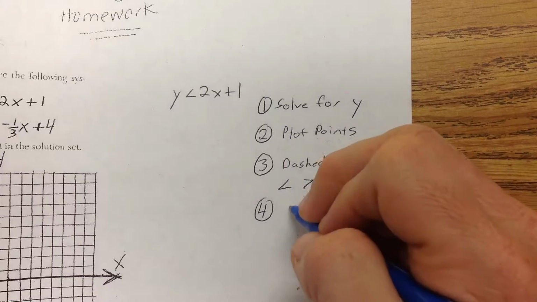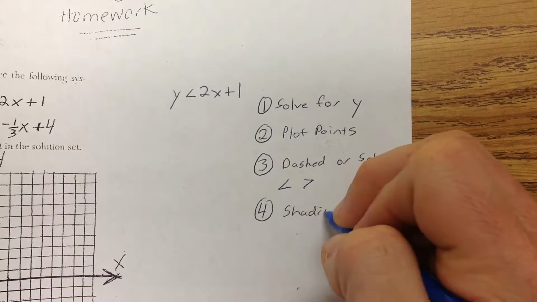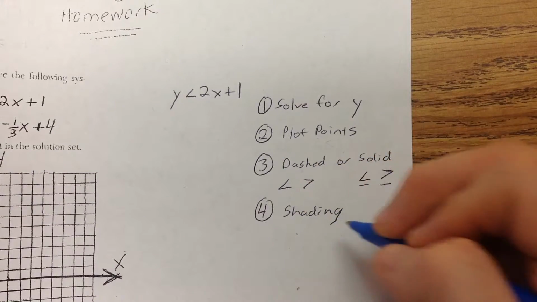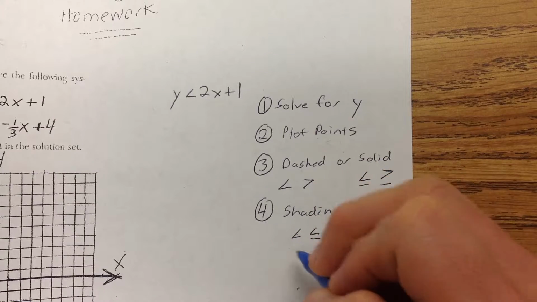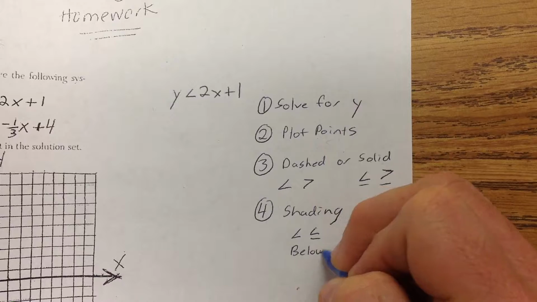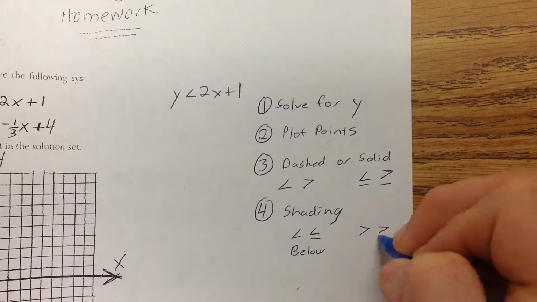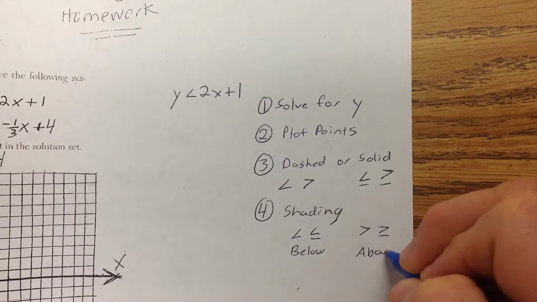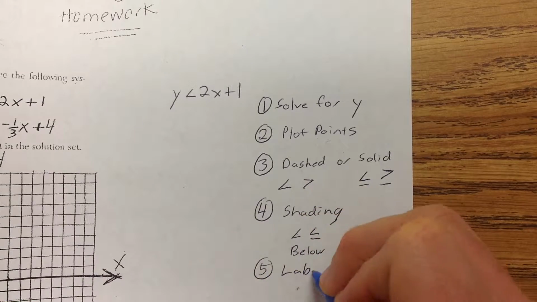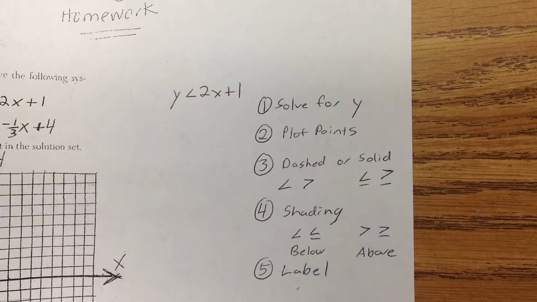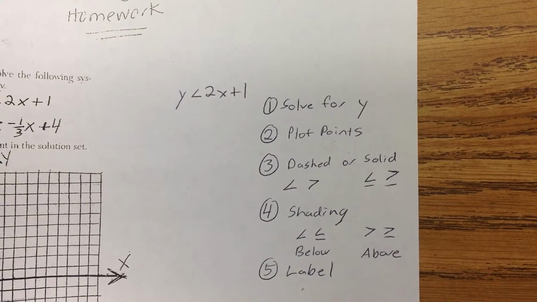4, you have to do your shading. All right, and basically the way that works is when it's a less than or equal to, you're shading below the line. And when it's a greater than or equal to, you're shading above the line. And then step 5 is you want to make sure you put your label on it. So those are kind of the steps that you want to go through when you're doing one of these.